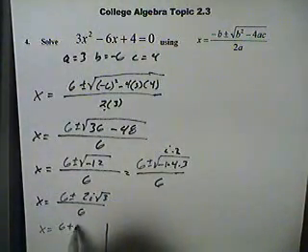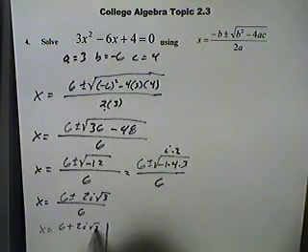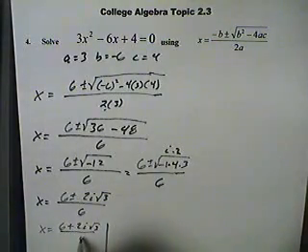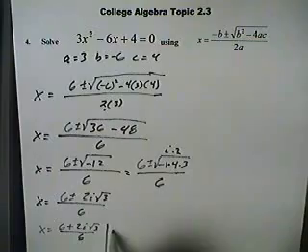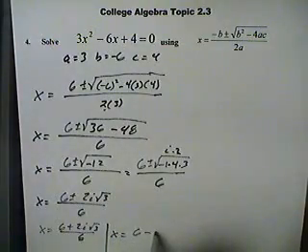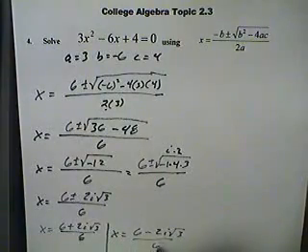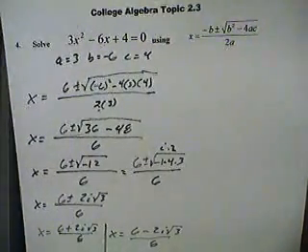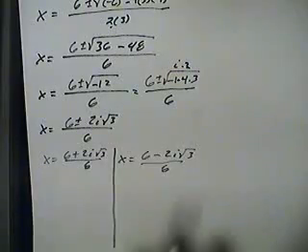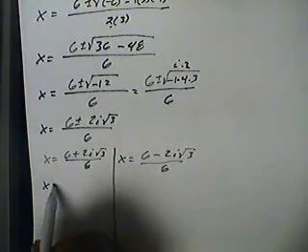x equals 6 plus 2i square root of 3 all over 6. And the second one will be 6 minus 2i square root of 3 all over 6. Okay, now let's begin to simplify.